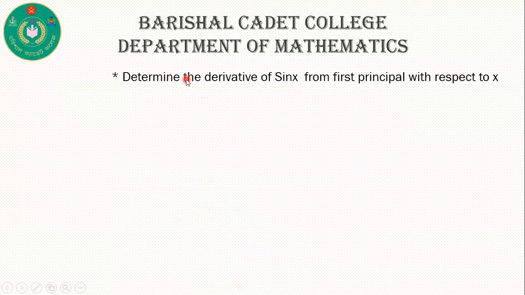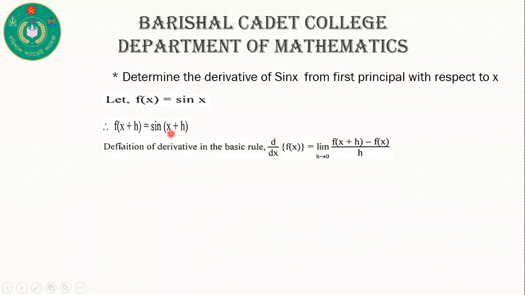Now another question. Determine the derivative of sine x from the first principle with respect to x. Now same, let f of x is equal to sine x. Now putting x equal to x plus h, we can write sine x plus h. Now we know the definition of derivative is d by dx f of x is equal to limit h tends to 0 f of x plus h minus f of x by h. Now putting the value of f of x and f of x plus h here, we can write d by dx sine x, because f of x is equal to sine x, and f of x plus h is equal to sine x plus h.